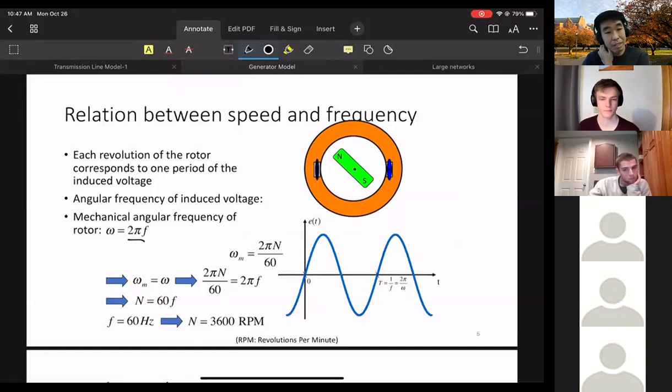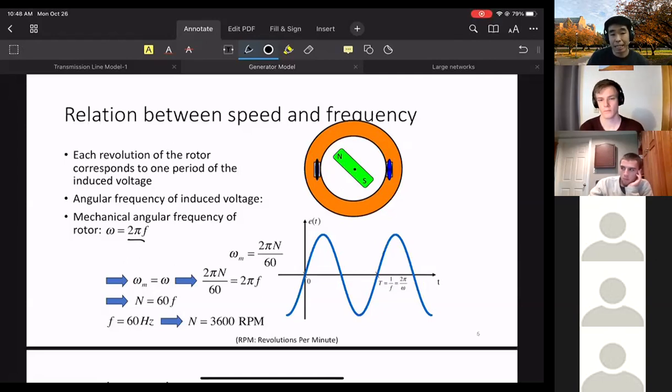So what if I want to turn this at a slower speed? Often, for example, when you have a large hydro station, it's very hard to get enough water flow to turn this at 3600 RPM. Okay, when you have hydro, it's just very hard to mechanically get to turn this fast.